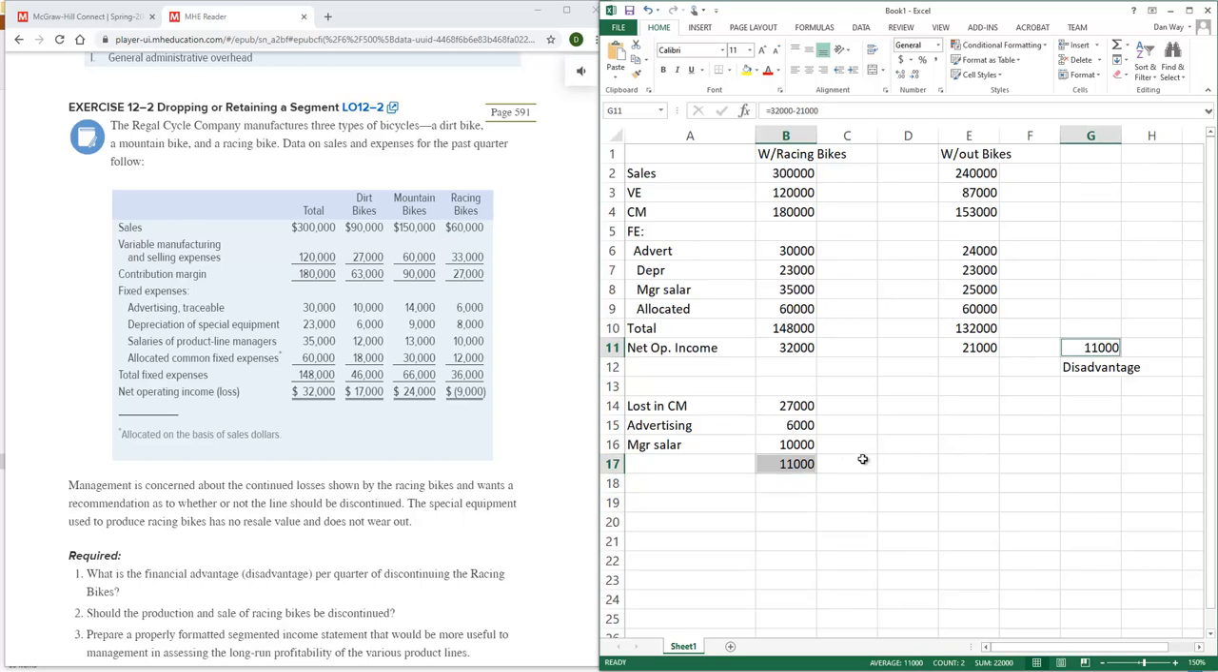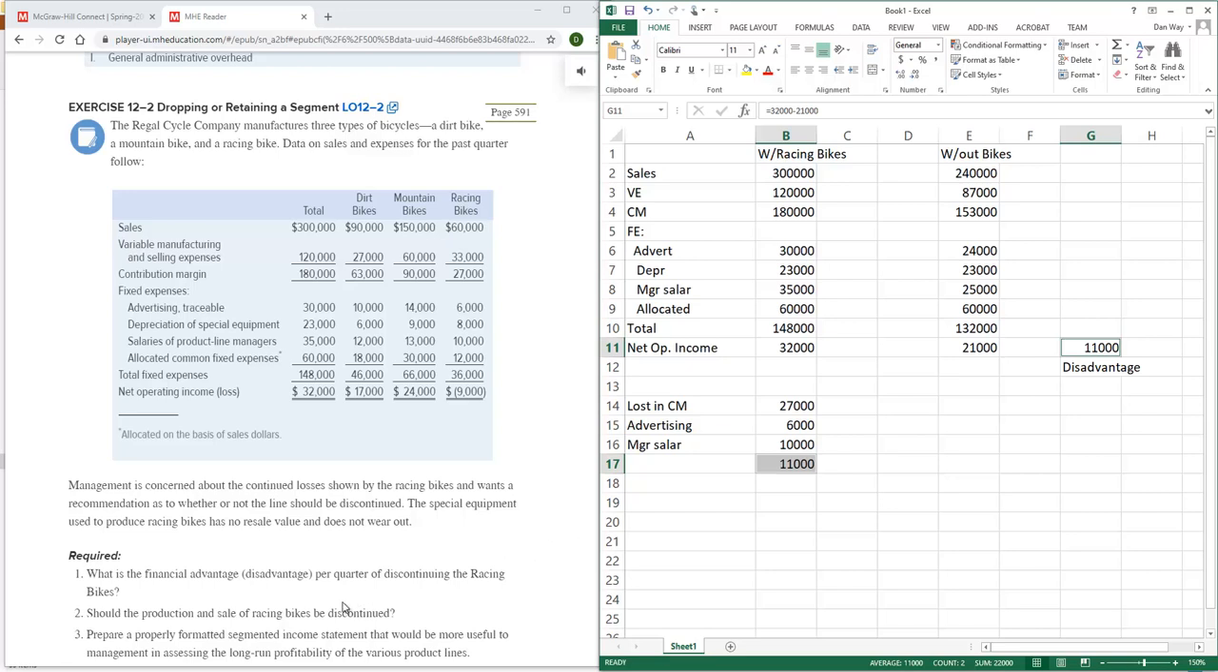Again, if we wanted to be extra explicit, we could show the $27,000 in lost CM as a negative number, and then sum that up, and this is essentially $11,000 in the negative direction. I don't care what we show there, as long as we're clear again on the impact. We are worse off to drop the racing bikes line.